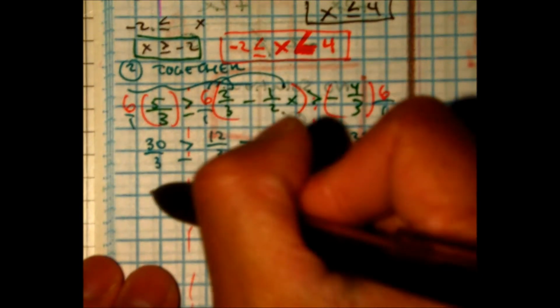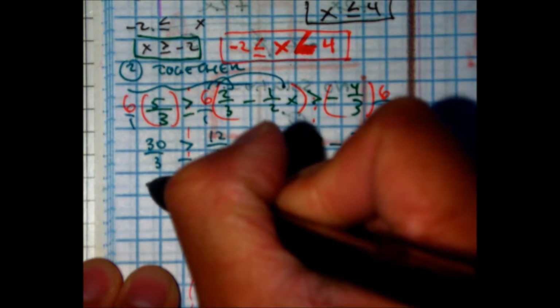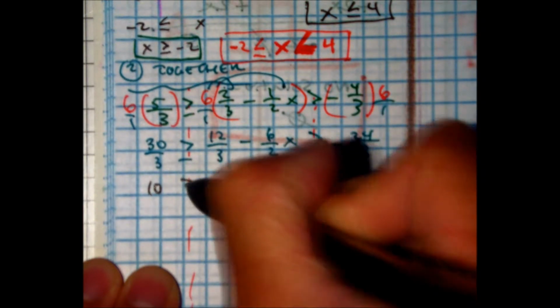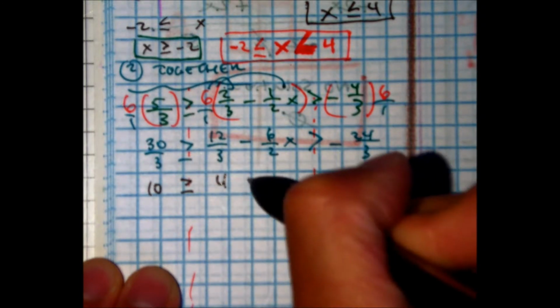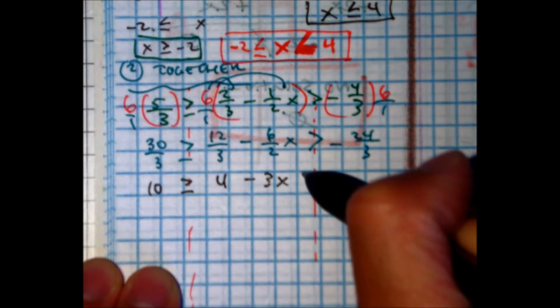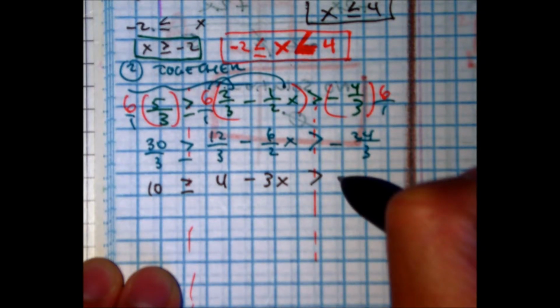Class, this one becomes what? Talk to me. 4 what? Greater than or equal to what? 4. Come on. Minus 3x greater than negative 8.